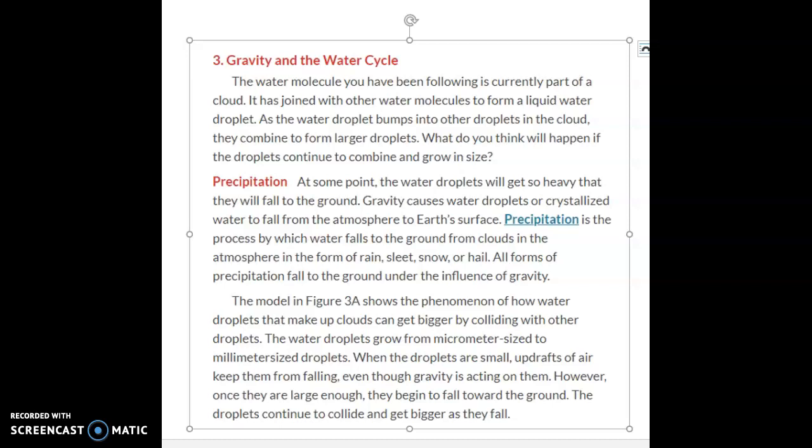The model in Figure 3a, and we'll look at that in just a minute, shows the phenomenon of how water droplets that make up clouds can get bigger by colliding with other droplets. The water droplets grow from micrometer-sized to millimeter-sized droplets. When the droplets are small, updrafts of air keep them from falling, even though gravity is acting on them. However, once they are large enough, they begin to fall toward the ground. The droplets continue to collide and get bigger as they fall.